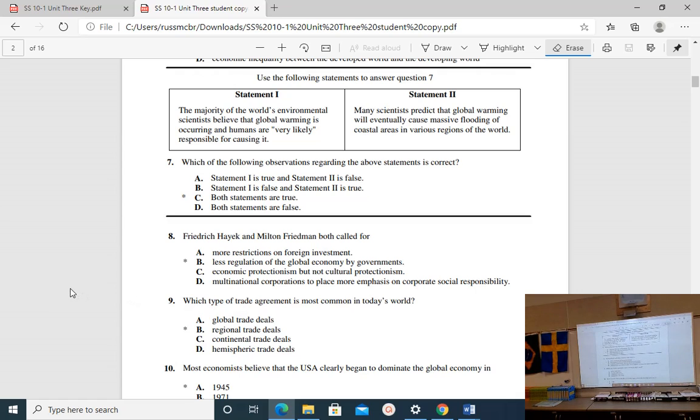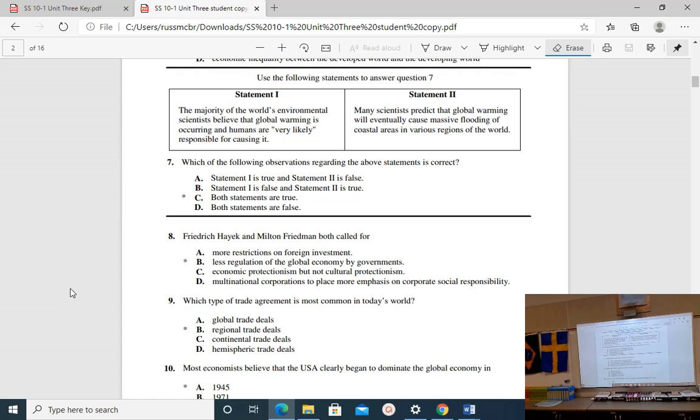Let's look at number 7. Some students might read through the 2 statements first, and my comment would be, do you know your purpose for reading them? First, read the question: which of the following observations regarding the above statements is correct? Basically, we're just trying to figure out if they're true or false. So I'm going to read them and put a T next to them for true and an F for false. The majority of the world's environmental scientists believe that global warming is occurring and humans are very likely responsible for causing it. Well, that is true. Many scientists predict that global warming will eventually cause massive flooding of coastal areas in various regions of the world. Not only is that true, but it's happening now. So they're both true, and it is C.